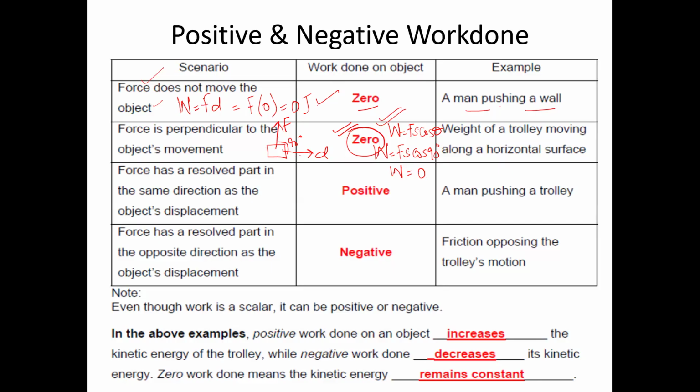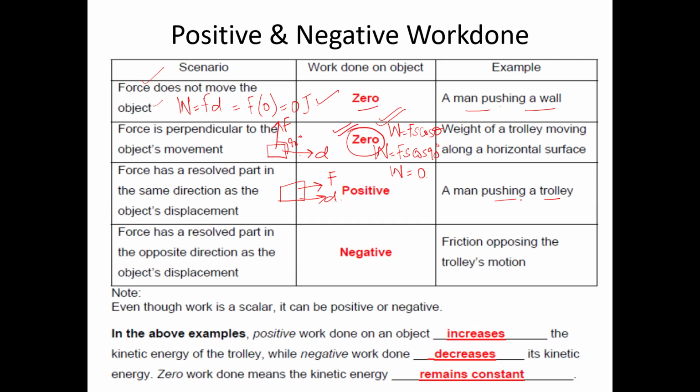Yes, sir. And when will we call the work done positive? Work done will be positive if the direction of force and the direction of distance are the same. Let's say there is a man pushing a trolley. If a man is pushing a trolley moving onwards, you can say that force and distance are in the same direction. So the work done is going to be positive.